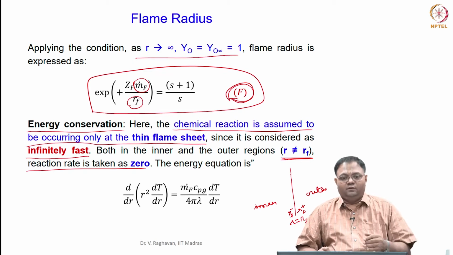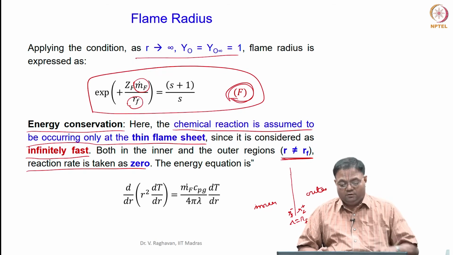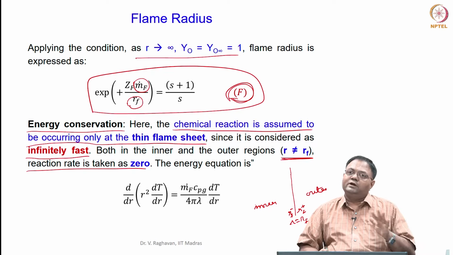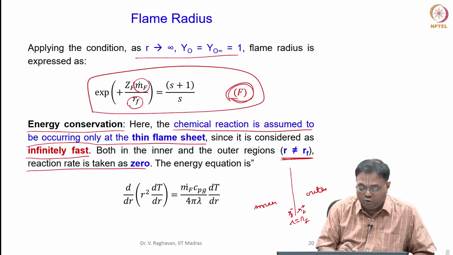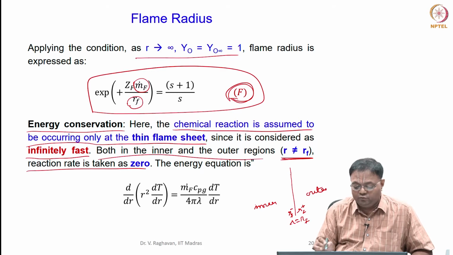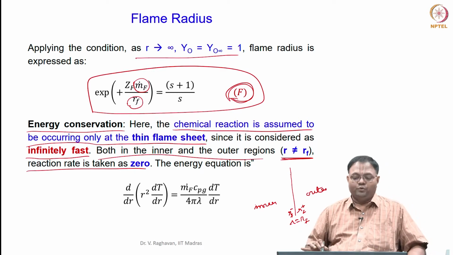Zero thickness, infinitely fast, so very, very thin. The thickness of the reaction zone tends to 0 as the reaction rate tends to infinity. Okay. So in both the outer and inner regions, you will see that the reaction rate is 0.